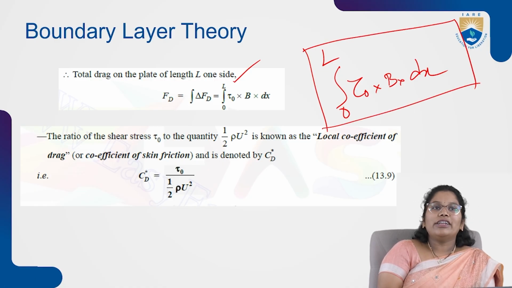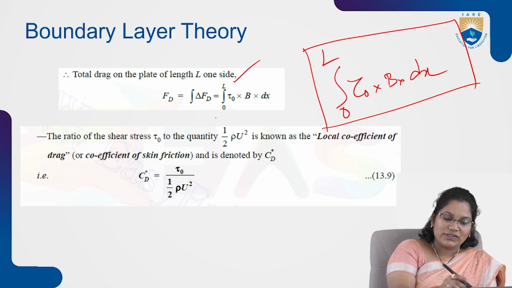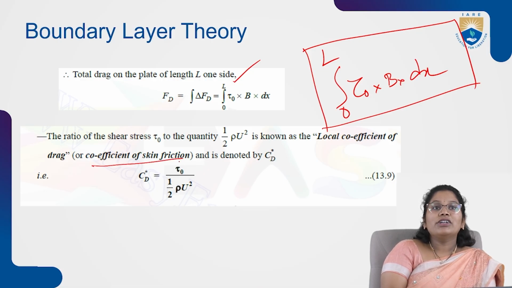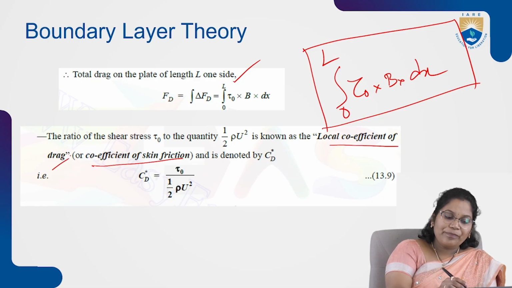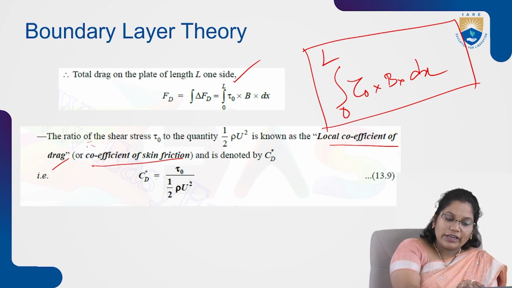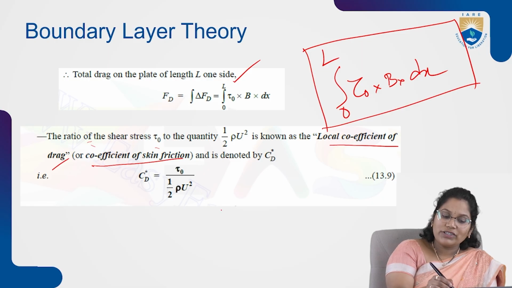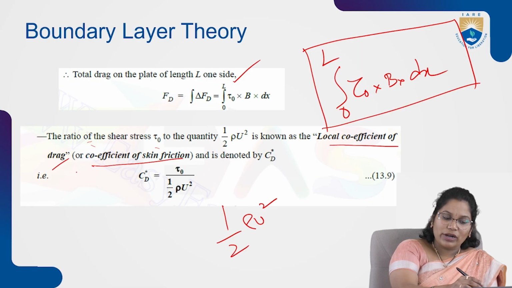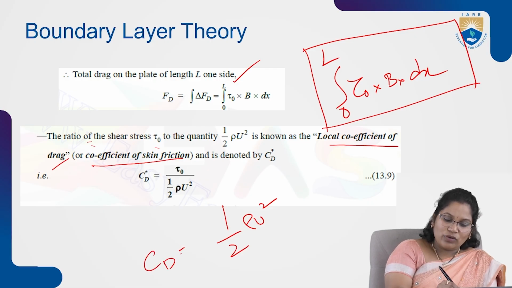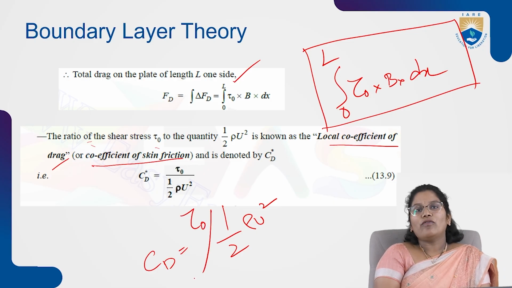Now, another equation, that is the ratio of the shear stress. This is the coefficient of skin friction, or we call it the local coefficient of drag. So the local coefficient of drag is the ratio of the shear stress tau naught to the quantity half rho u square. Half rho u square is known as the local drag coefficient, right? And it is denoted by CD, coefficient of drag. Local coefficient of drag is tau naught by half of rho u square.